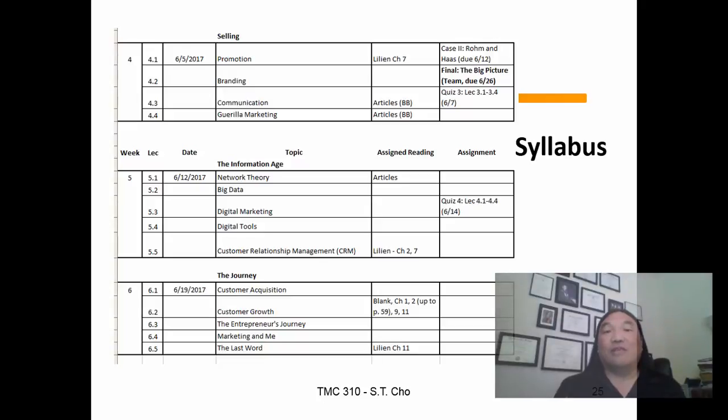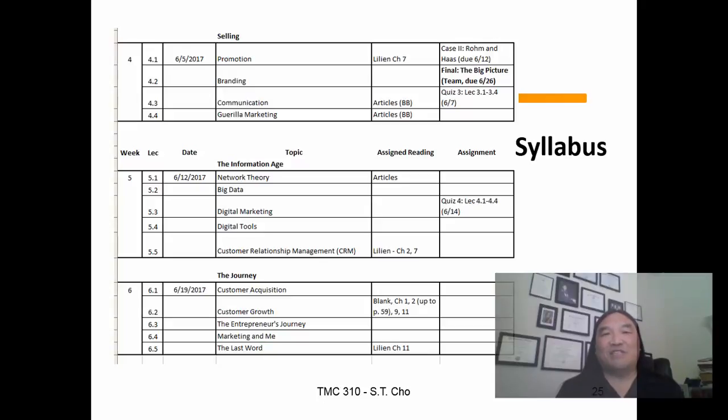But also, we live in a digital age. So there's a digital section. I'll talk about social network theory, about the digital tools out there and how people do digital marketing today. And finally, we'll wrap it all up, take everything we've learned, and talk about customer acquisition, growth, how it applies to entrepreneurs, and how marketing applies to your everyday life.